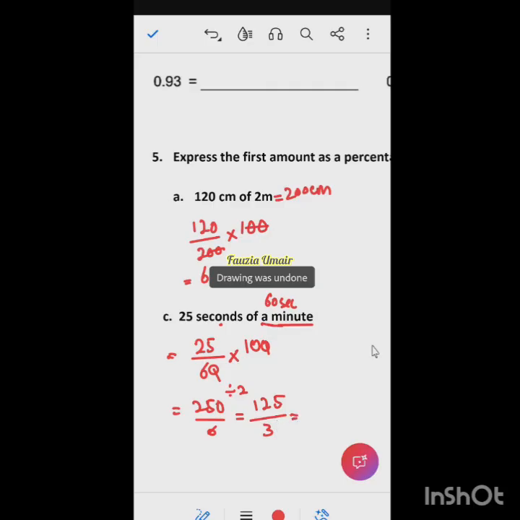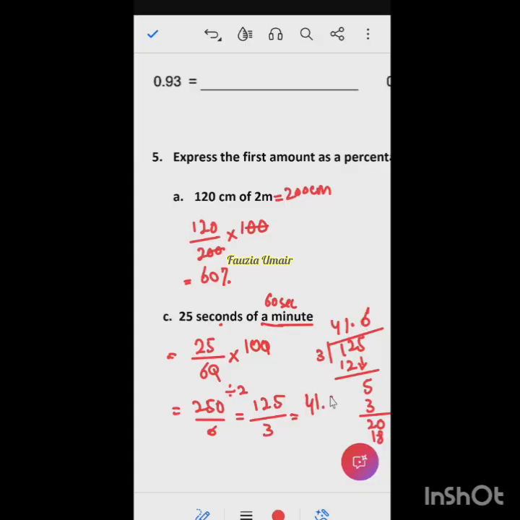125 by 3. Now let's divide it, divide 125 by 3. 3 fours are 12 and then this 5 will come down. So 3 ones are 3, 2 will remain, and then I will put a decimal here and a 0 here. So 3 sixes are 18, right?